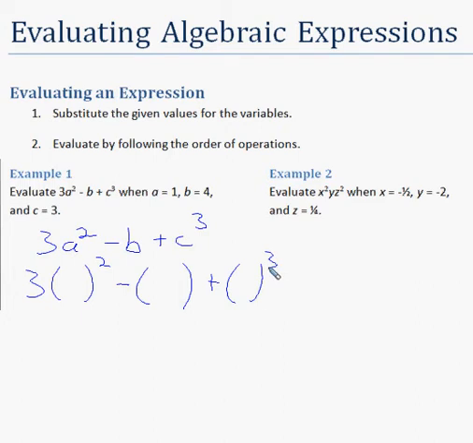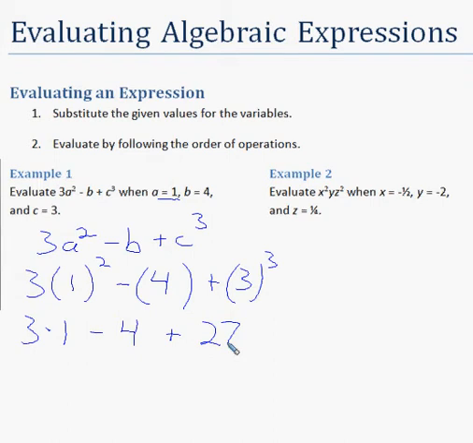And so for a, we're going to put in 1. For b, we're going to put in 4. And for c, we're going to put in 3. And now what I have is just a numeric expression, and I can go ahead and evaluate this using the order of operations. So we'll start with exponents. 1 squared is just 1. This is just minus 4, so I don't really need the parentheses. And then plus 3 cubed. Well, 3 cubed is 3 times 3 times 3, which is 27.